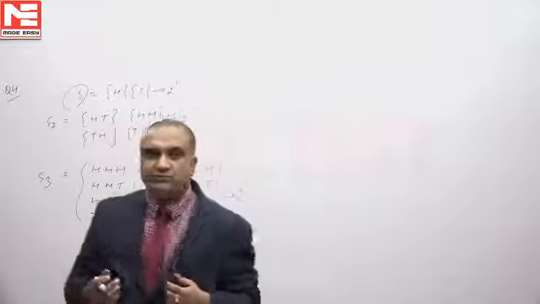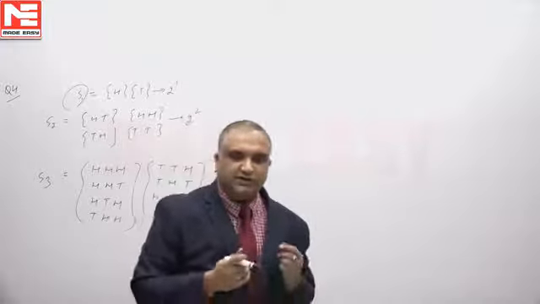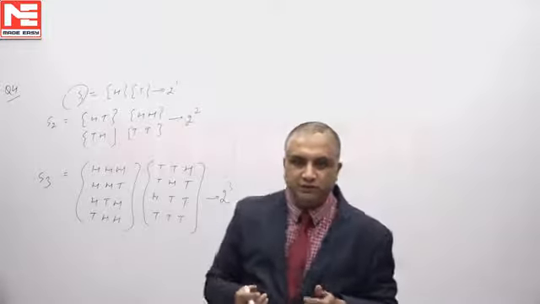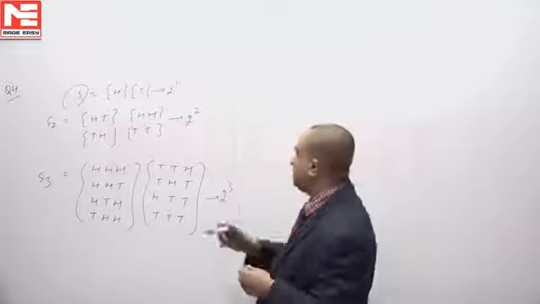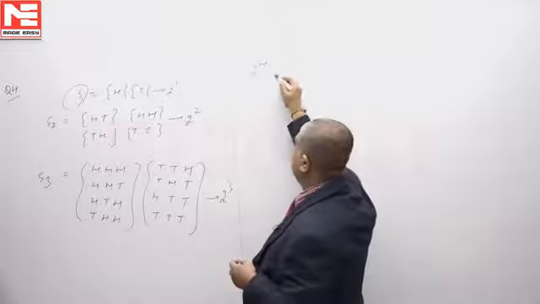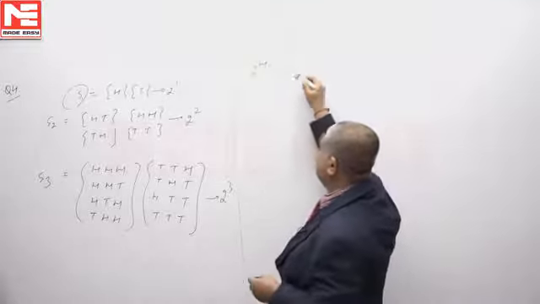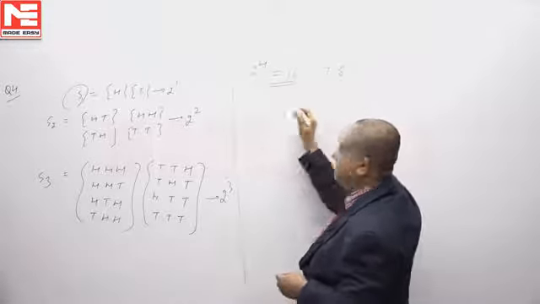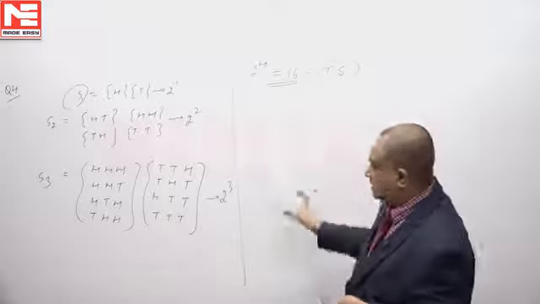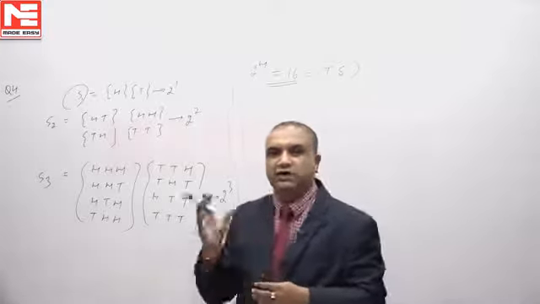So when a coin is tossed 4 times, the first coin can be tossed in 2 ways, the second in 2 ways, the third in 2 ways, the fourth in 2 ways. Altogether there will be 2 raised to the power 4 possibilities. So total outcomes will be 16. The total sample space will contain 16 outcomes. So there is no need of writing all the outcomes here.